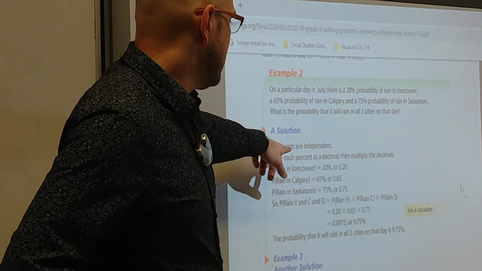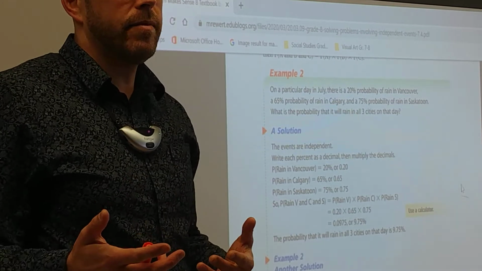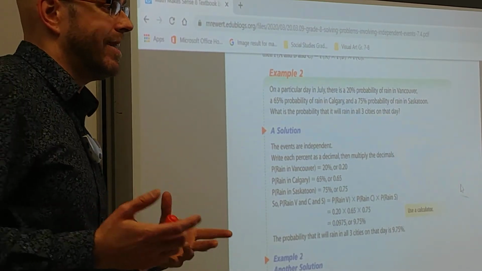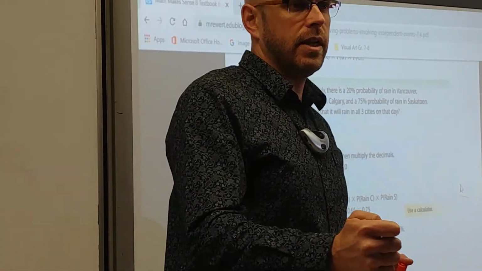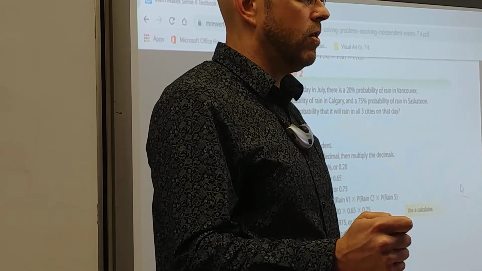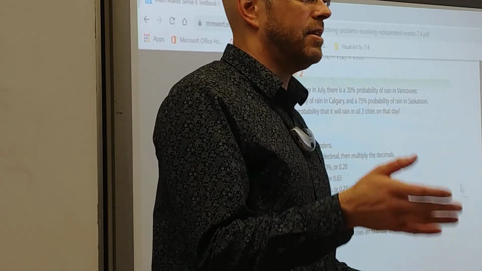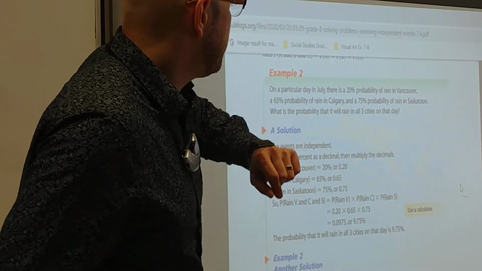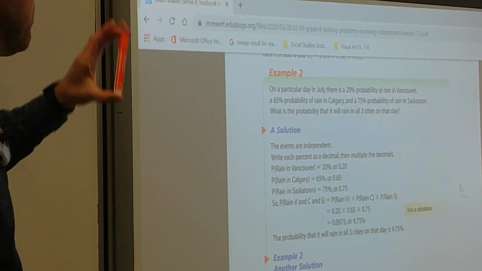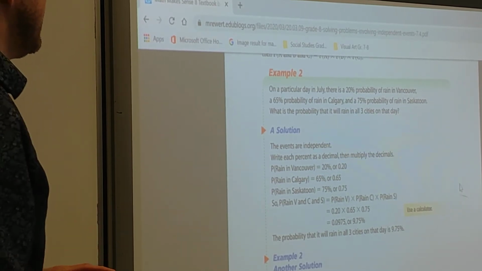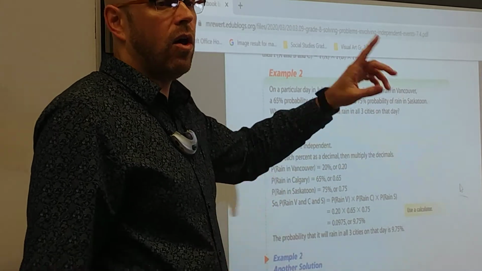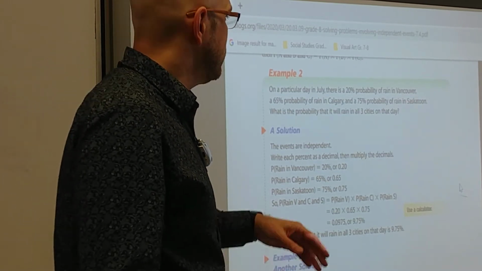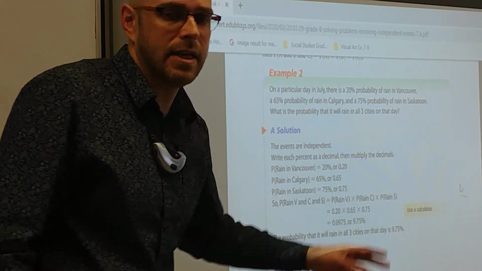So it says, these events are independent, and one word you're going to find a lot in this assignment is independent events. So for example, we talked about doing our coin toss. The odds of a coin toss are independent. If I toss a coin and I get a heads, am I guaranteed to get a tails next time? No, it's independent. Every time is an independent event that does not rely on previous events. So this says, day in July, 20% probability rain in Vancouver, 65% probability rain in Calgary, 75% probability in Saskatoon. What's the probability it will rain in all 3 cities on that day? So what they did, they took these percentages and they're turning them into decimals.